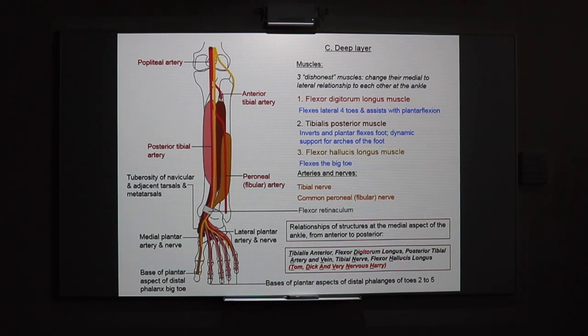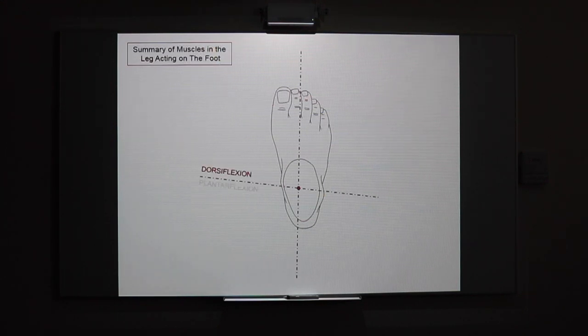So you can remember an acronym which is Tom, Dick and very nervous Harry. So Tom is for tibialis posterior, Dick is for the flexor digitorum longus, and very is for the posterior tibial artery and vein, and then nervous is for the tibial nerve, and Harry for the flexor hallucis.